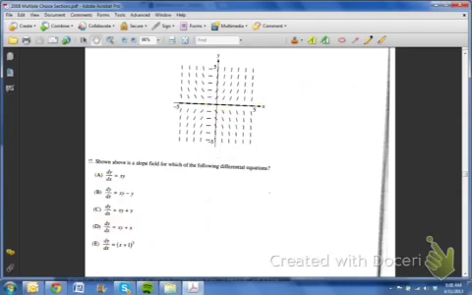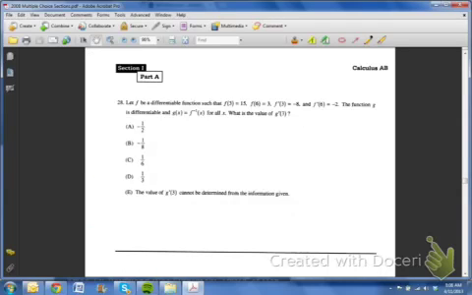All right, 28. Let f be a differentiable function such that f of 3 equals 15, f prime of 3 equals negative 8, f prime of 6 equals negative 2, and the function g is the inverse of f. What's the value of g prime of 3? This is another one of those formulas that I honestly do not have memorized off the top of my head.